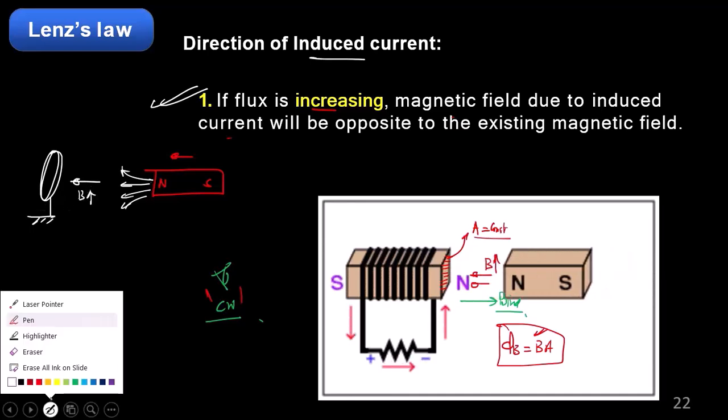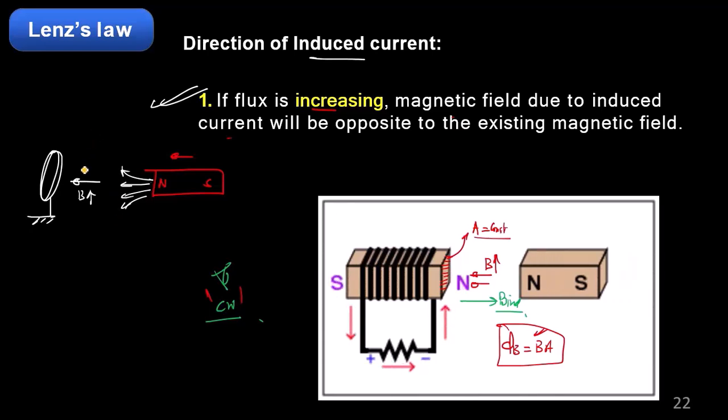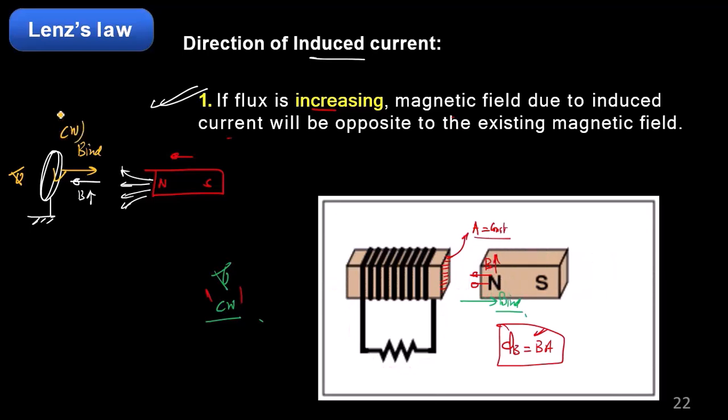So the loop will try to produce the opposing effect. So what is the opposing effect? The opposing effect is in this direction. So that is the induced magnetic field. Okay. So in order to produce a yellow colored magnetic field line through the coil, I have to place my thumb towards the right and fold the fingers of my right hand. So as an observer, if I observe my fingers from the left hand side of the loop, what will I see? The current in this direction, the clockwise.